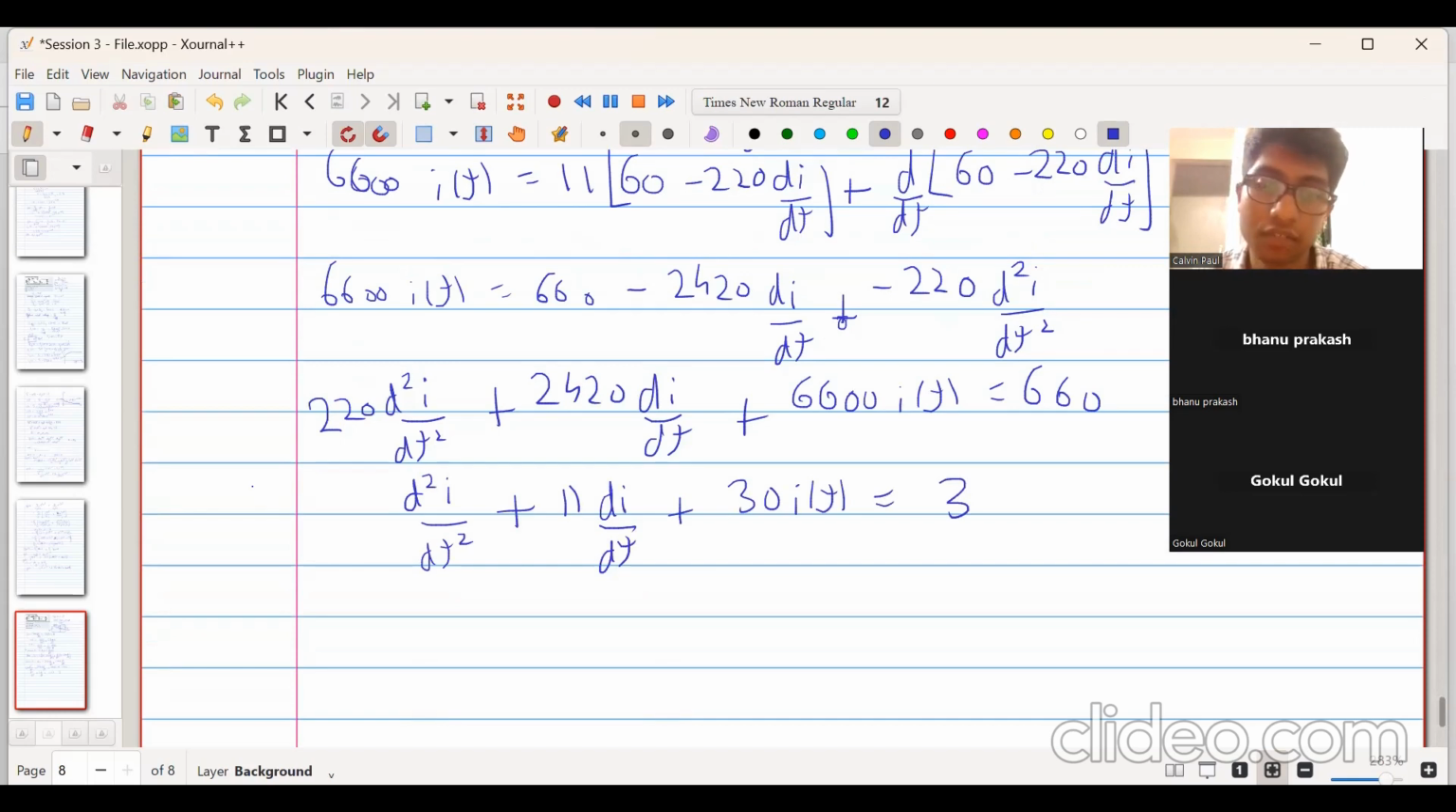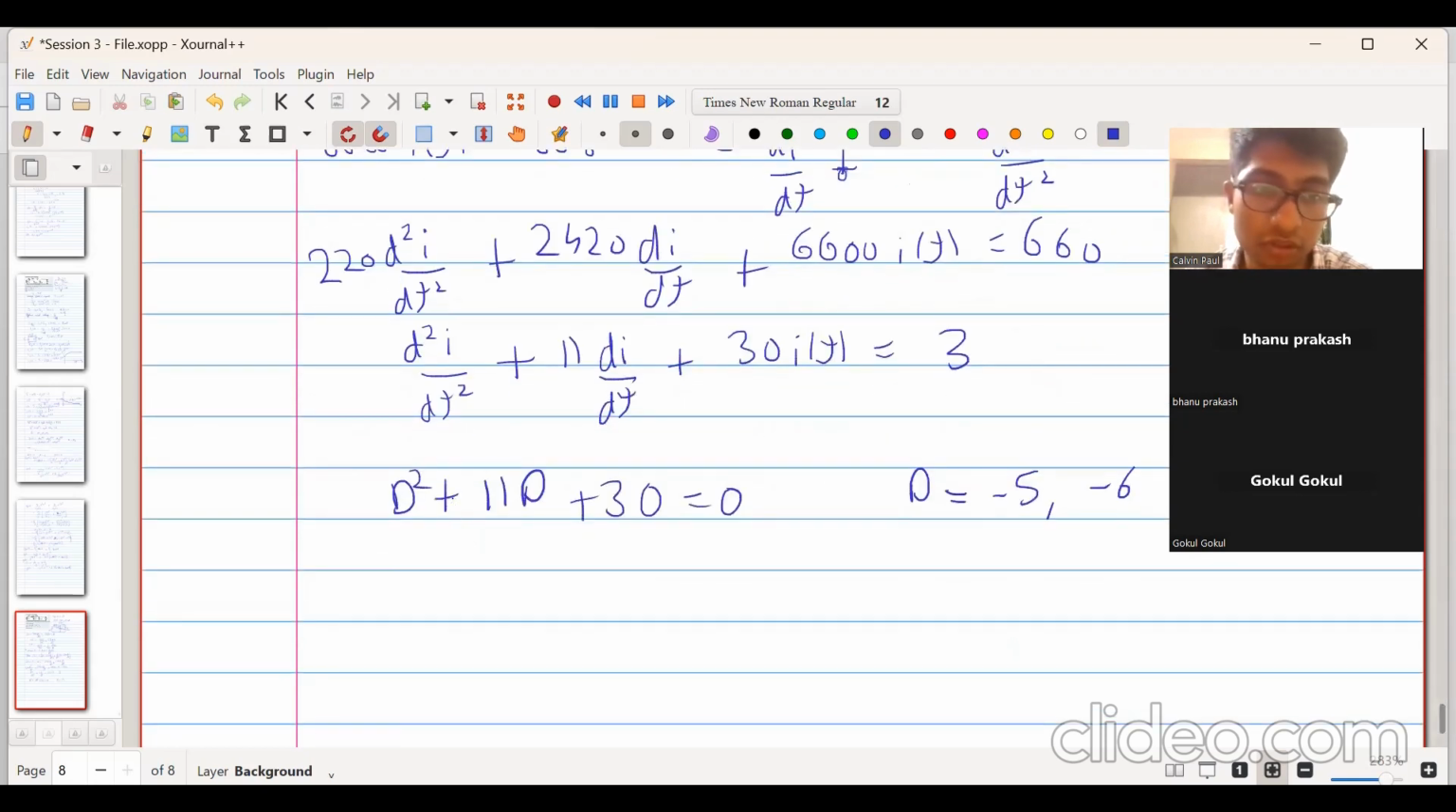Now you find the characteristic equation of this. That will be D square plus 11D plus 30 is equal to 0. Then we take the roots. We find D to be minus 5, minus 6. So the natural response of the current will be equal to a1 into e to the power minus 5t plus a2 into e to the power minus 6t.